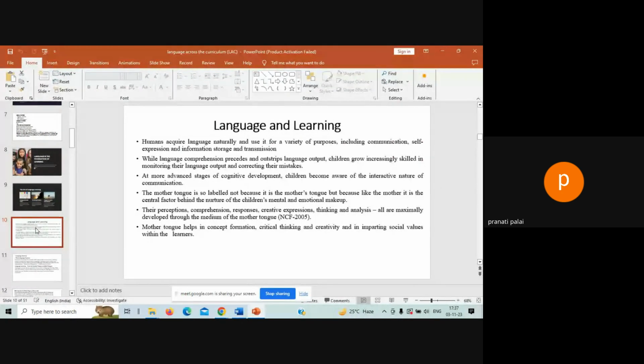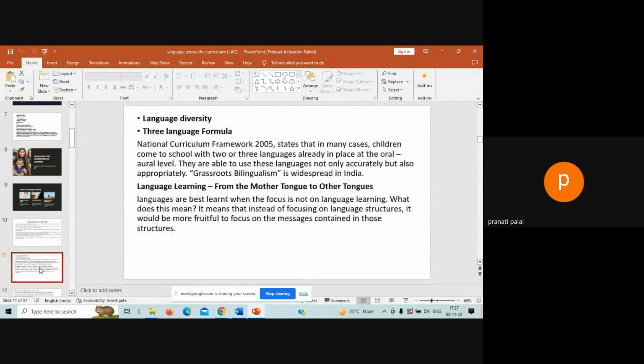Mother tongue helps in concept formation, critical thinking, and creativity, and in imparting social values within the learners. The mother tongue helps the child to learn other languages, and also helps to develop critical thinking and creativity among the learners. Language diversity exists not only in India; all over the world there is diversity in language. Next is our three language formula according to NCF 2005.